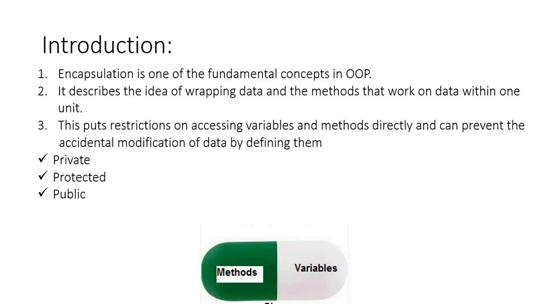There are three ways of encapsulation: private, protected, and public. With the help of these, we specify the access of those variables and methods, in which place or class this method or variable can be accessed. First is private, second is protected, and third is public. We will see these one by one.